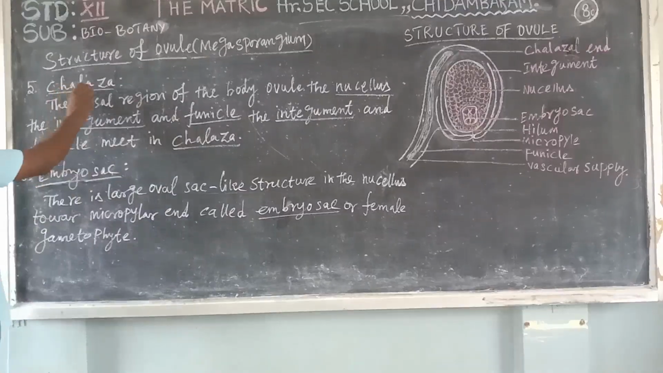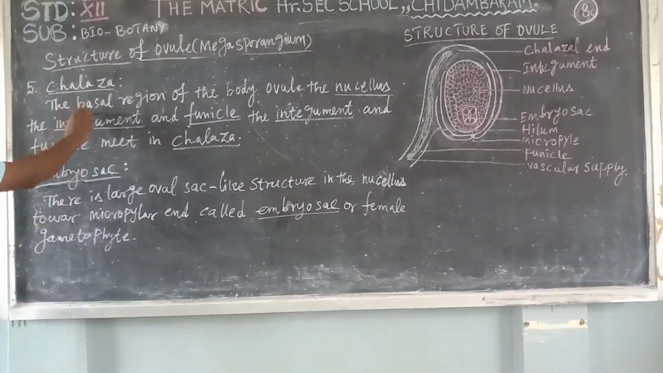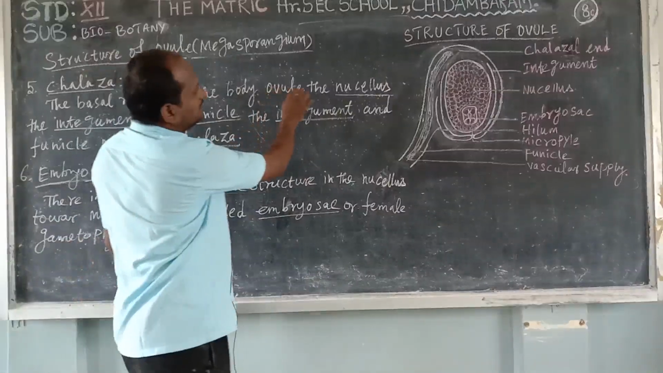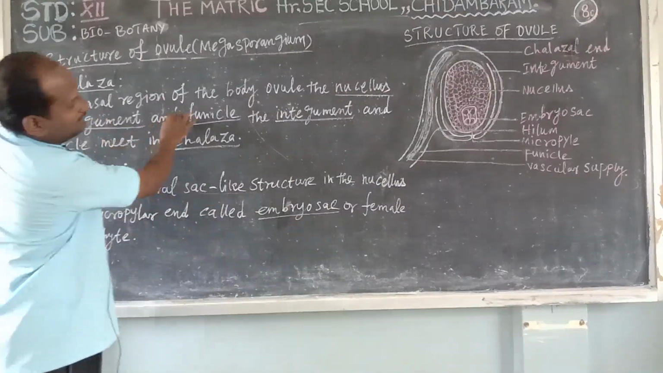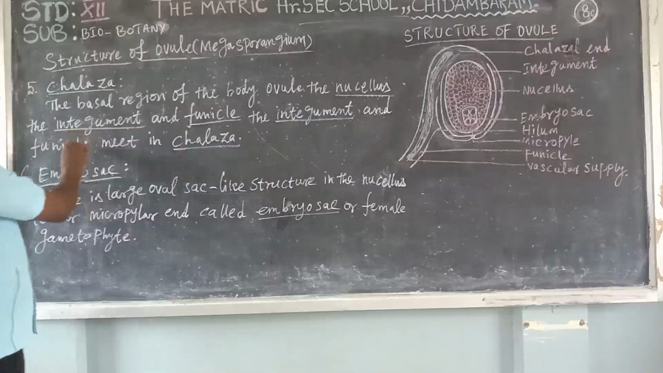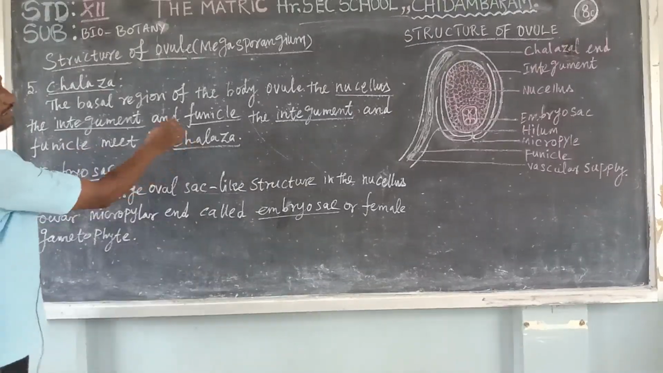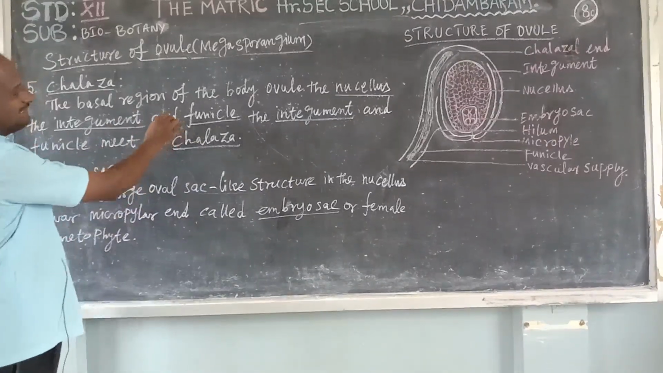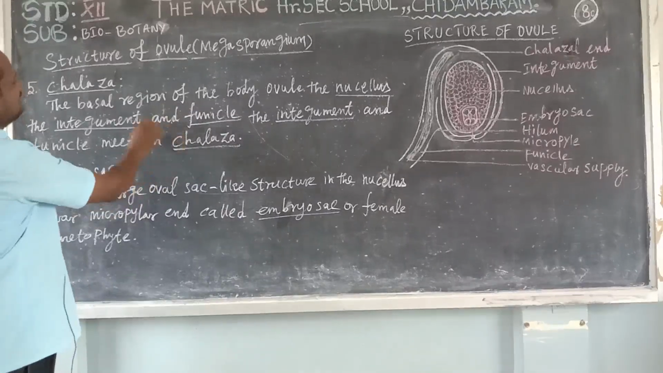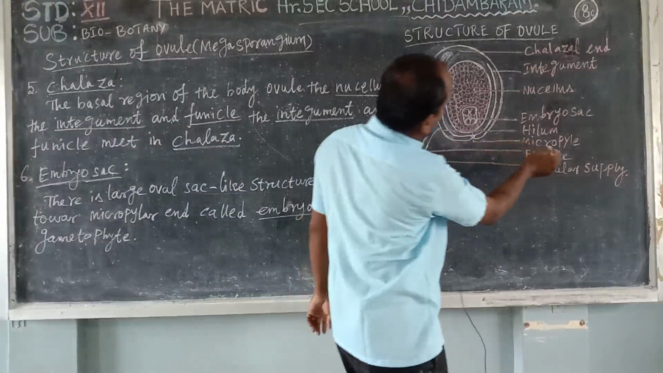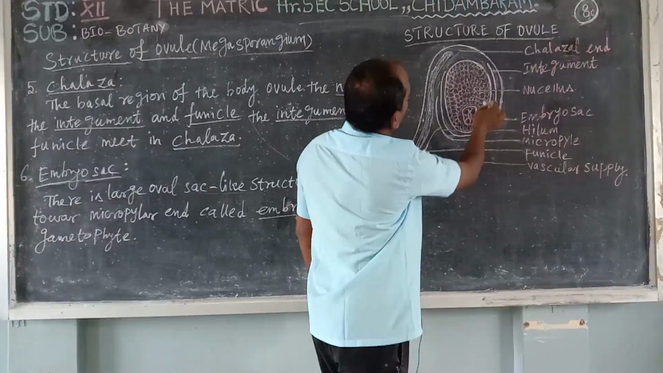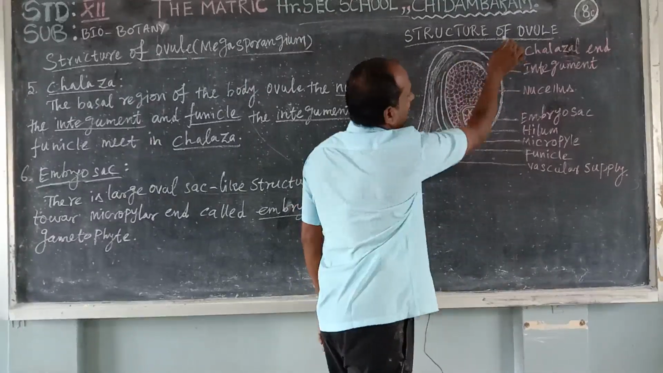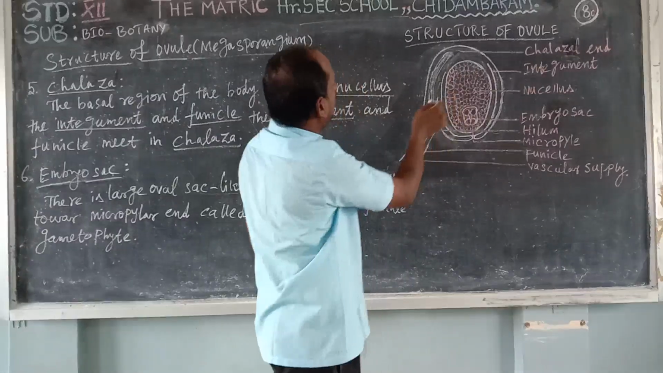Next, the chalaza. The chalaza means the basal region of the ovule. The integuments and the funicle meet at the chalaza. The integuments with the nucellus, and the integuments with the funicle, meet at the chalaza. And there is another part of the ovule.